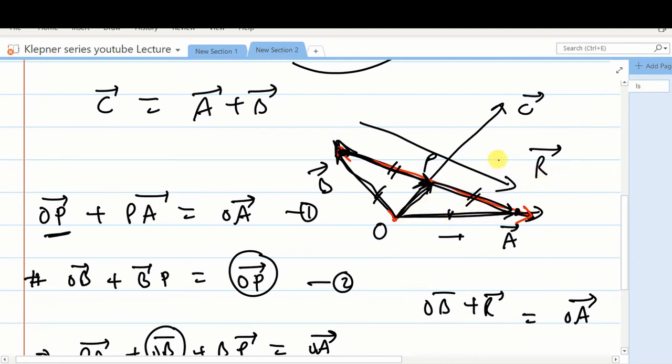So if you have a situation where nobody is asking you what your R vector is, but they are asking what your OC is, in terms of OP. There is a C vector. I have just broken it into the OP part.